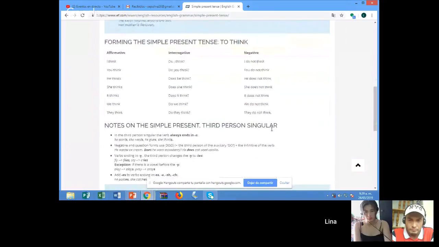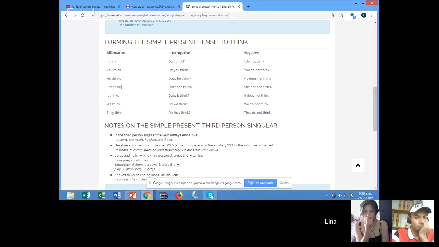So here we have the same thing. Affirmative, interrogative, and negative. I think. Do I think? I don't think. You think? Do you think? You do not think. He thinks. Here we add the S on the end of the verb. Does he think? Like you can see here, we don't add the S. Does he think? He does not think.